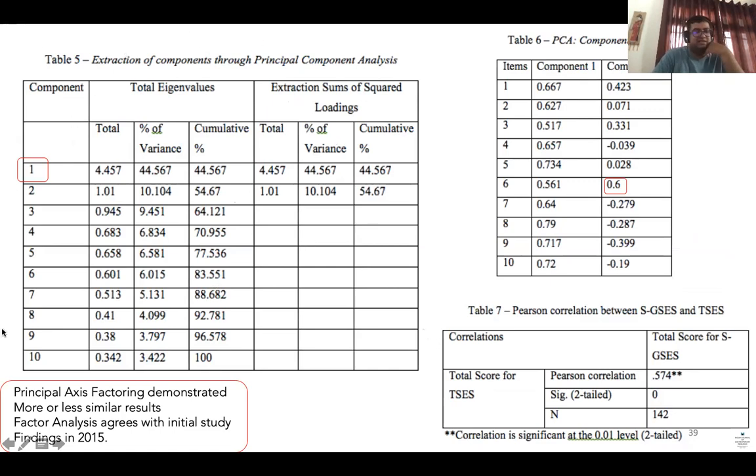Now this is our result. As you see, we have 2 factors here. One explains 44%, the other explains 10%, which means there needs to be a second factor. So let's go through our component matrix, component 1 and component 2. You can compare these things. Whichever component has the higher value, we will consider the item under that component.